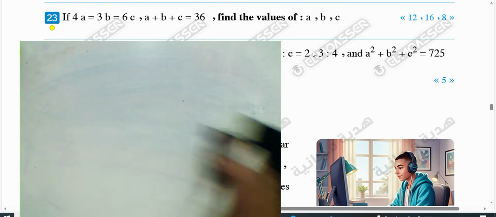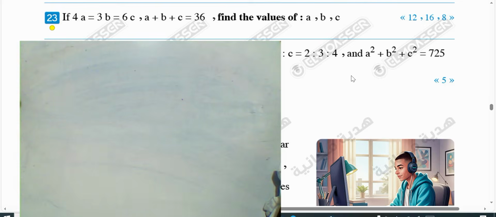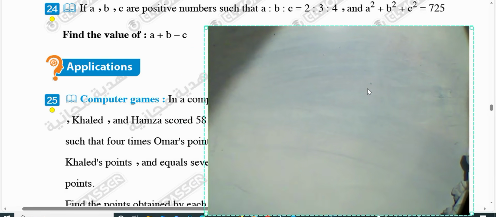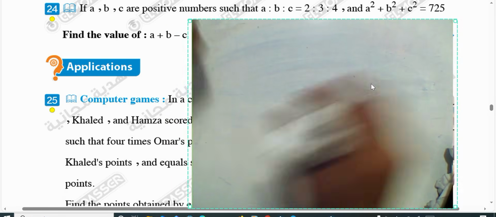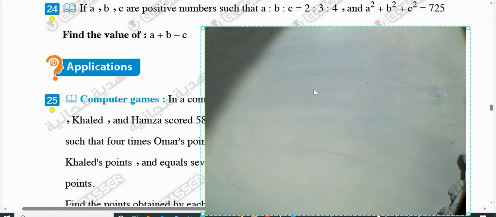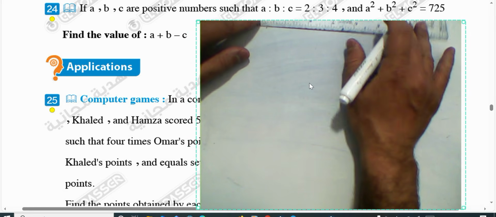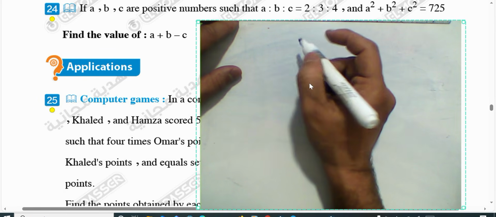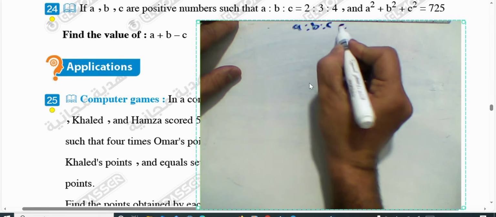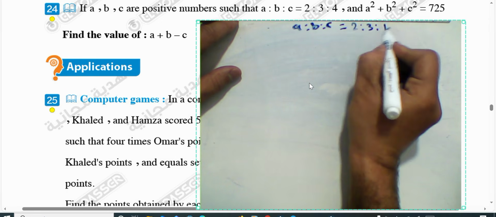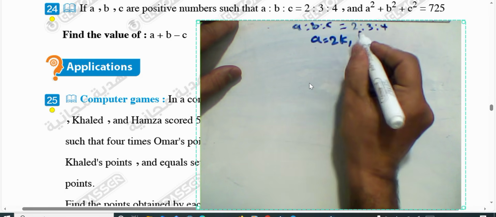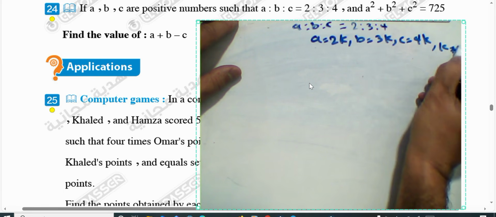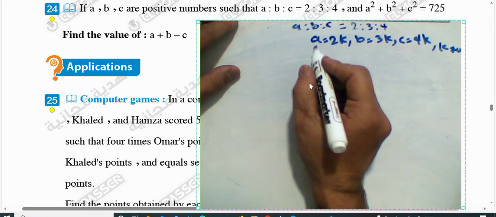Next question, number 24. We have a, b, and c, positive numbers such that the ratio between a to b to c is this. You want to find the value of a plus b minus c. First step, solve the example using the first information here. Look here, he gives me the ratio between a to b to c. a to b to c was 2 to 3 to 4. Then a will be 2k, b equals 3k, and c equals 4k, and k does not equal 0. It's a constant, not equal to 0. Okay, he gives me this relation.